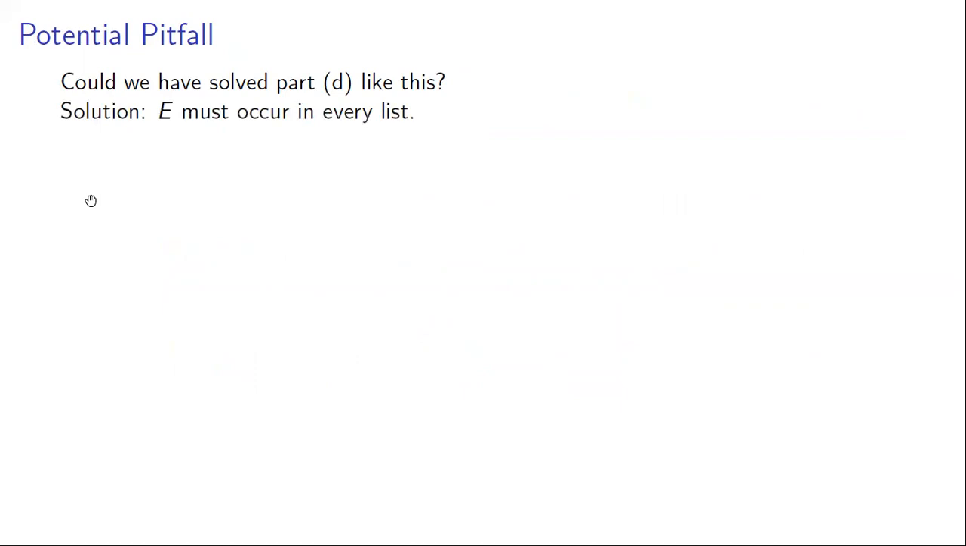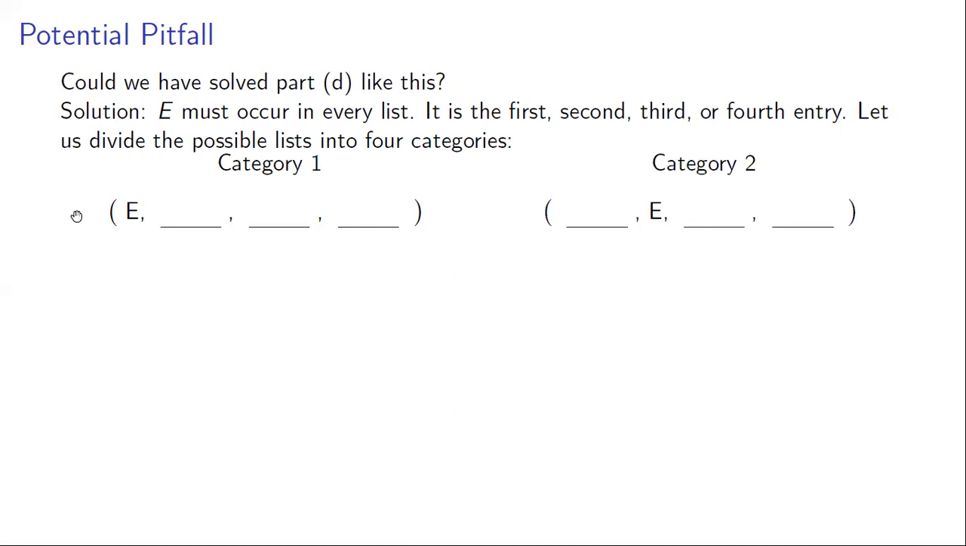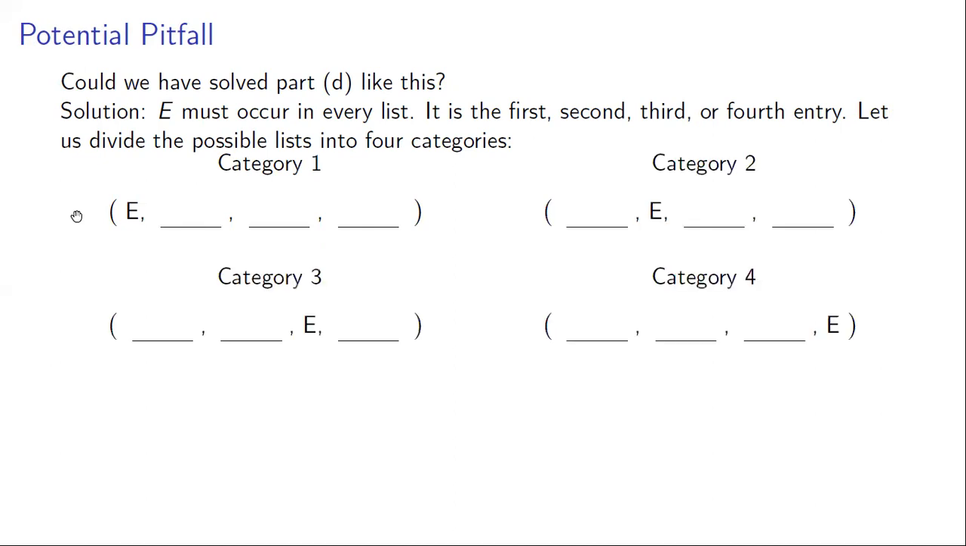E must occur in every list. It is the first, second, third, or fourth entry. Let us divide the possible lists into 4 categories. We have category 1, where E is the first, category 2, category 3, category 4, and now we fill in the number of choices. Here in part D, repetition is allowed. So how many choices do I have for this entry? Well, I don't care if I used E already, I'm allowed to repeat it. So I have 7 choices here, 7 choices, 7 choices, and the same for all of them because repetition is allowed.